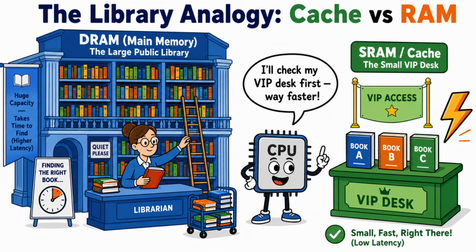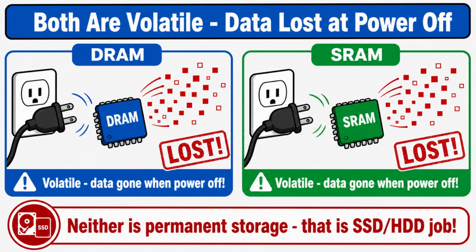Your CPU does exactly the same thing. It pulls the most used data from slow RAM into fast cache. Here's something that surprises a lot of people. Both DRAM and SRAM are volatile. That means when the power goes off, all the data is gone. Poof. Neither one is permanent storage.